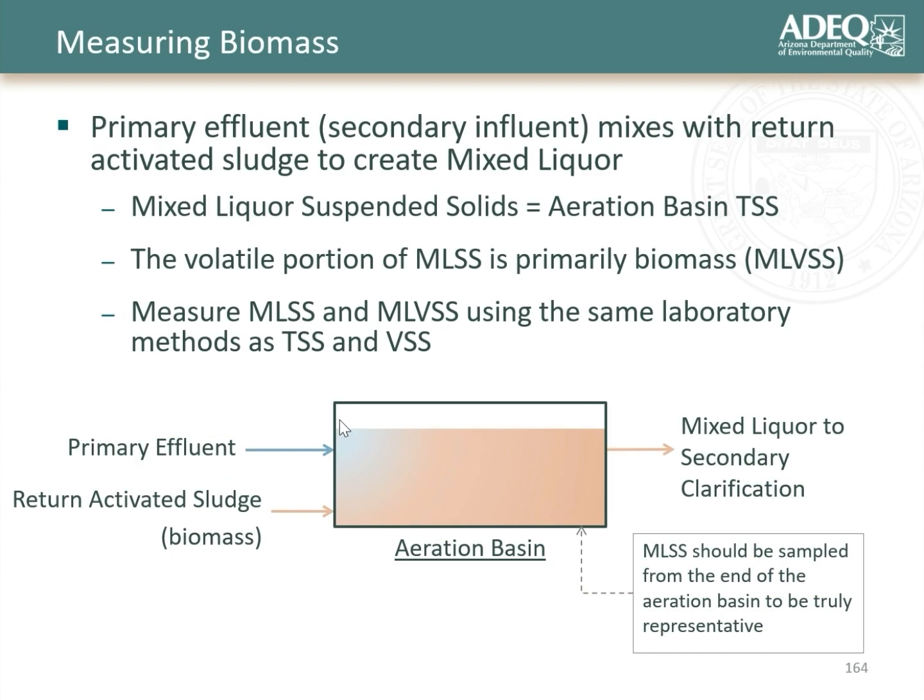So the first thing we have to do is measure the biomass in the system. One of the first terms that's really important to know about is mixed liquor. Mixed liquor is when primary effluent mixes with return activated sludge in the aeration basin. That becomes what we call mixed liquor. If we measure the total suspended solids in the aeration basin, that is our mixed liquor suspended solids. So that's one way to measure biomass.